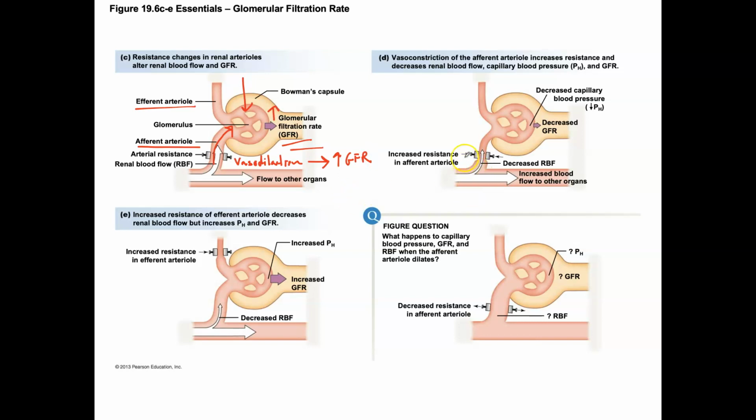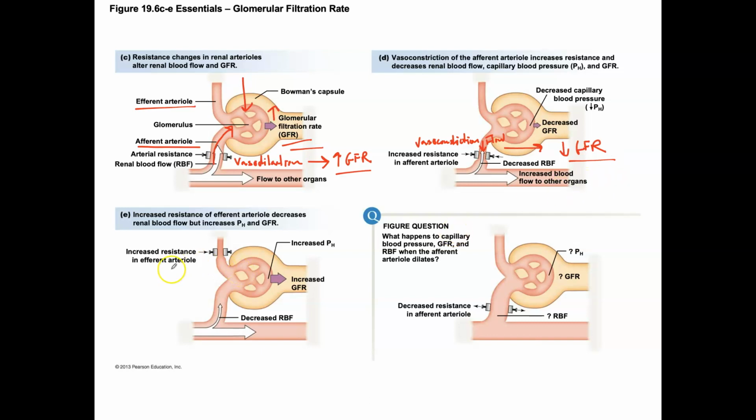If you were to vasoconstrict the afferent arteriole, that's going to decrease the flow, so we have decreased flow into the glomerulus. So if less blood is entering into the glomerulus, then we're going to see a decrease in the GFR. So we can increase the GFR when we vasodilate the afferent arteriole. We can decrease the GFR when we vasoconstrict the afferent arteriole.